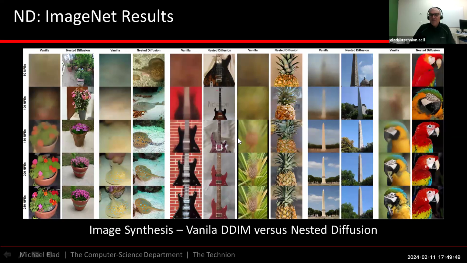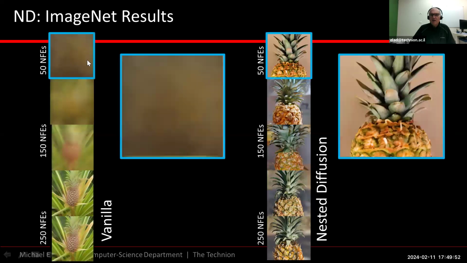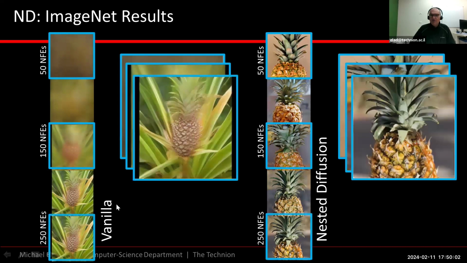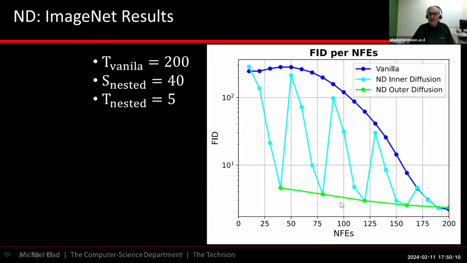The same here. In fact, here is an illustration. Well, after 50 steps, you get this blurry image. This is what you get from the nested. After 150, you get this blurry image. This is what you get from the nested. After 250, you get two images that are comparable in quality and of course different. Again, it's stochastic.